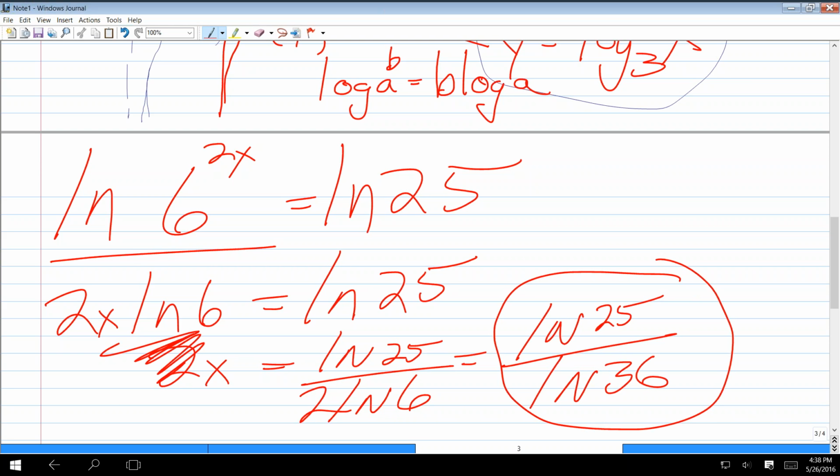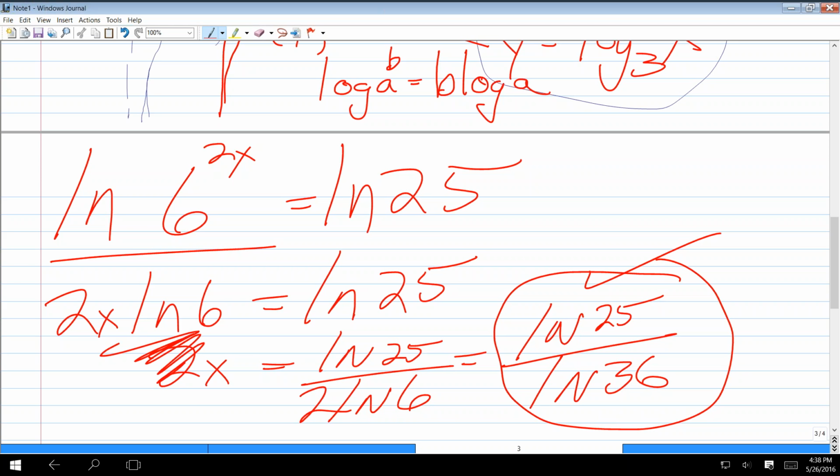Now, that is the most precise answer you can get. I could convert it to a decimal, but that's going to be an approximation. Logs are like all irrational numbers. They go on forever without repeating. So there's no way I can represent that number with a fraction. So if I want the most precision, my answer is natural log of 25 over natural log of 36, and they don't cancel. They do not.